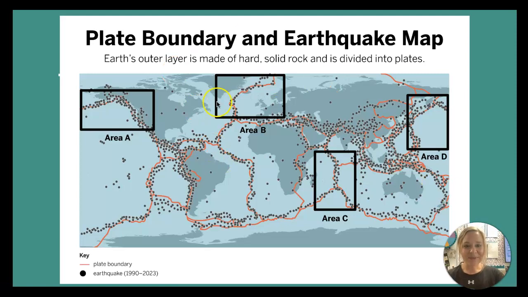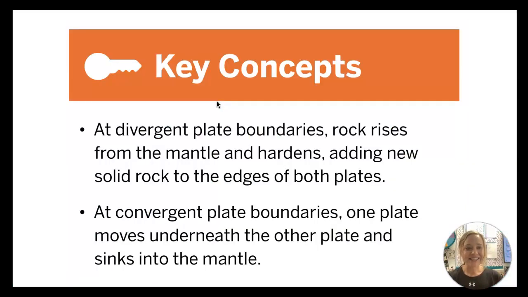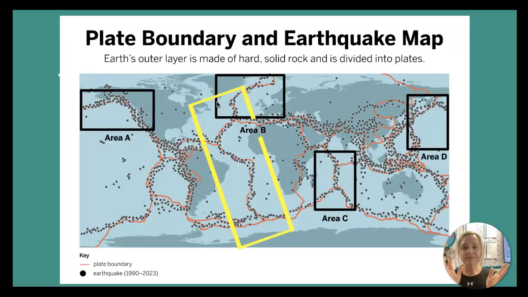Here is that image, and remember that we are looking at this section here in this square box. So that's the plate boundary that we are looking at to try to figure out what is happening, and that is going to wrap it up. So remember that at divergent boundaries, the rock rises from the mantle and hardens, adding new rock to the edges, and at convergent, the plate is going to go underneath the other and sink into the mantle.